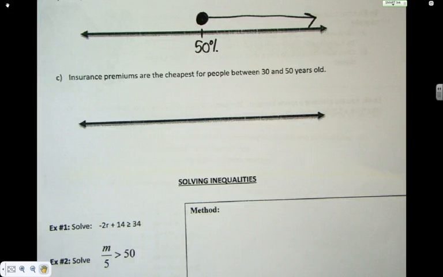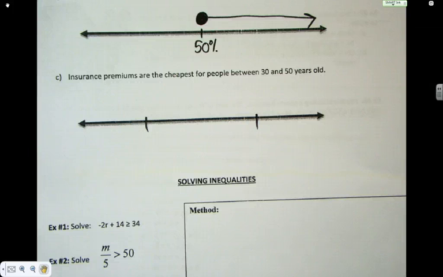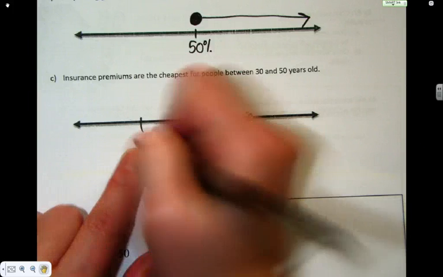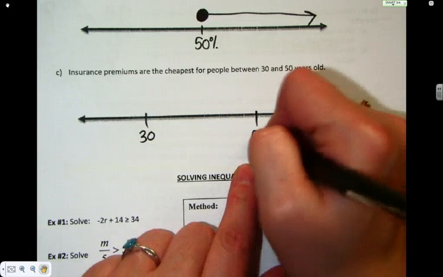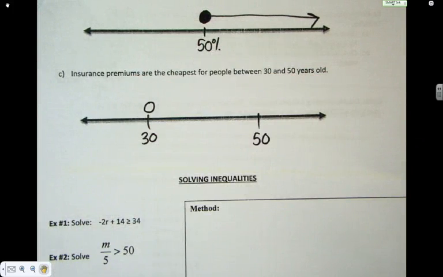This is a double inequality. How do we know? Because there's two numbers. So I'm going to put two dashes, and there's no particular reason why I space them out like that. I just put one on the left, one on the right. What number am I going to put under the first one? What number am I going to put under the other one? I'm going to put a dot at 30. Do I need to color it in?